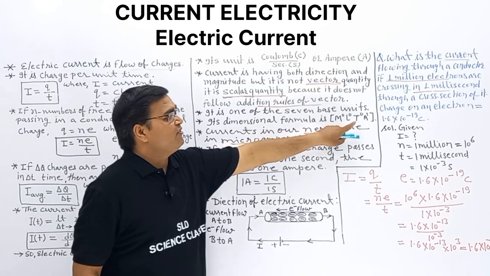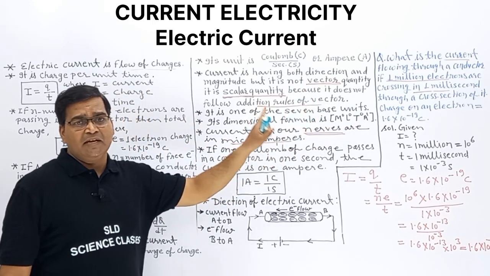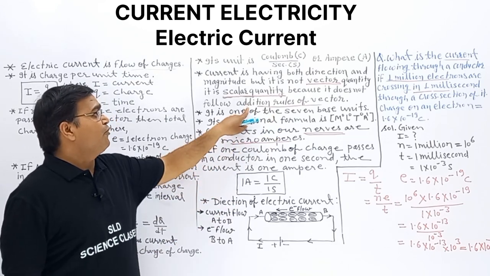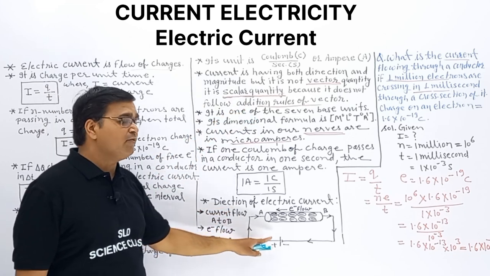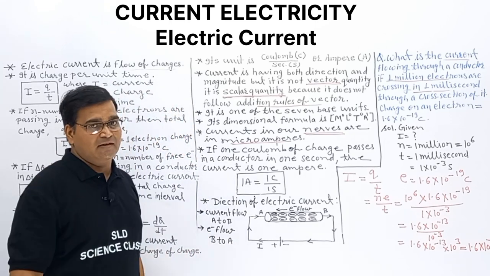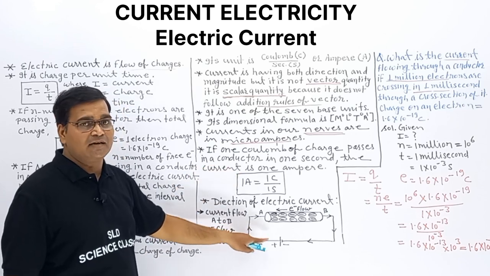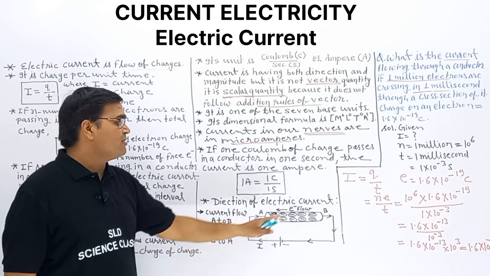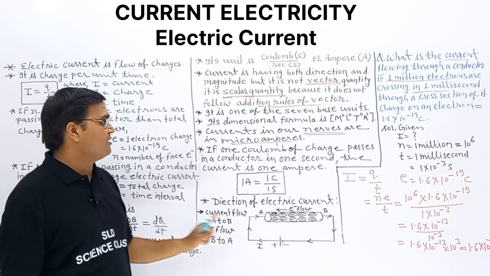Its dimensional formula is A1. It is a scalar quantity. It has both magnitude and direction, but it is not a vector. Why? It does not follow the addition rules of vectors. Clear? Then what is the direction of electric current? The electric current direction will be opposite to the electron flow direction. Electron flow is the electronic current. This is the electric current. The electric current direction is the conventional current, and it is opposite to electron flow, which is the electronic current. So conventional current is opposite to electronic current. Clear? This is the direction.